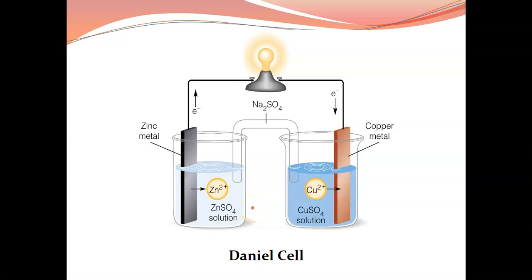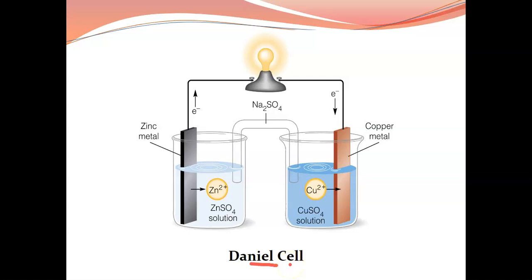Hello everyone. So in this video series, we are going to discuss some instrumental methods used for analysis of substances. Whenever we are using any instrumental method for analysis of an analyte, often there is a formation of a cell and we use different types of electrodes for performing that analysis. So here you can see an example of a Daniell cell.